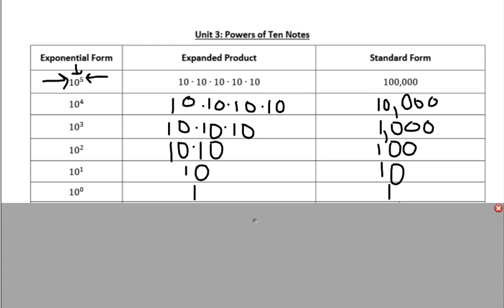So every time we were just losing a 10, and then we were also losing a 0. You don't need to write this, but I just want to show you. Every time I'm losing a 0, I'm just dividing that number by 10. 10,000 divided by 10 is 1,000. 1,000 divided by 10 is 100. And then we just keep going on and on.